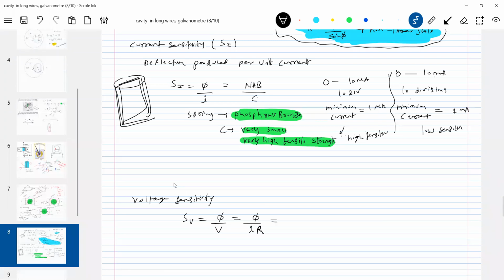What is phi by I? NABC into R. Now you see that one has an increased number of turns. What will happen to voltage? It will increase proportionally. The resistance will increase, no? As N increases, R will also increase, because what is resistance? Resistance is proportional to the length of the wire. More number of turns, more resistance will be added to the loop.